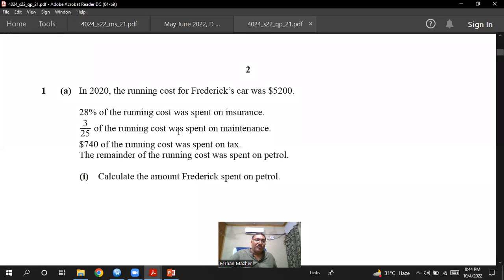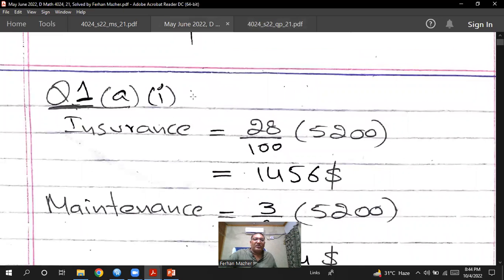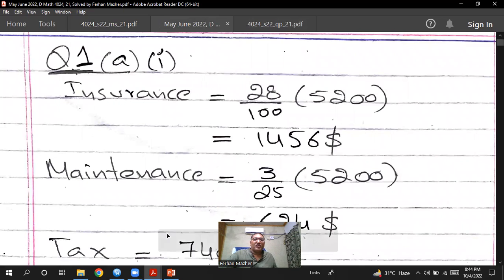First of all, I will calculate how much money is spent on insurance. That will be 28 by 100 multiply 5,200. Then I will calculate how much money is spent on maintenance. That will be 3 by 25 multiply 5,200. And then I will calculate the total money spent, that is insurance plus maintenance plus the tax. Then I will subtract their sum from the total, and the remaining money goes for the petrol. So very simple solution. So let me show you. Here we have that solution coming up on your screen.